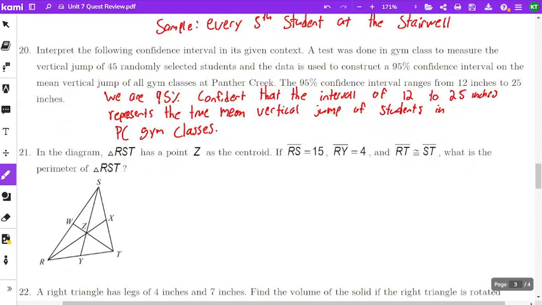All right. Again, we've done questions like that, writing our whole entire statement. Moving on. We have a centroid. RS, this here, is equal to 15. RY, which is here, is 4. And then RT, which is this whole entire segment here, is equal to ST. Because it's a centroid, this part is going to be equal to this, so that's 4. So that means this is 8, and this is 8 as well. So if I add all of my sides together, I will have 8 plus 8 plus 15. So that means the perimeter is going to be equal to 31.